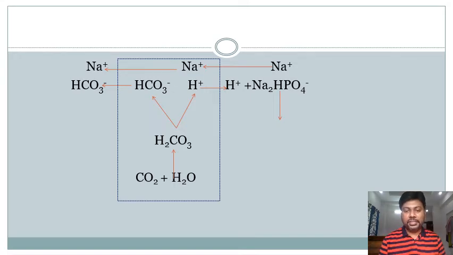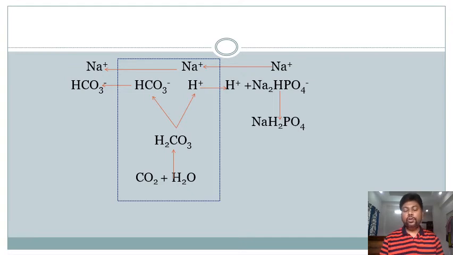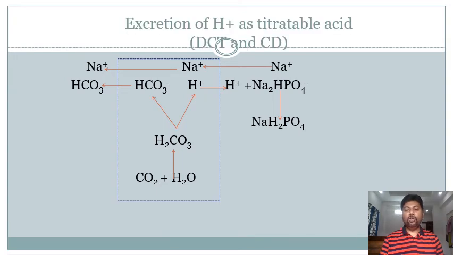Now this base component binds with the excreted H plus and converts it into sodium acid phosphate. In urine, most of the H plus ions excreted come out mainly as this sodium acid phosphate. Thus this forms one of the major titratable acids present in the urine. Okay, so that's it about the role of the kidney in regulating acid-base balance.